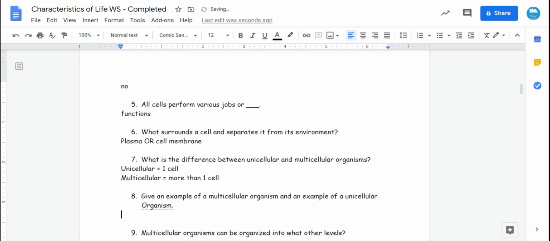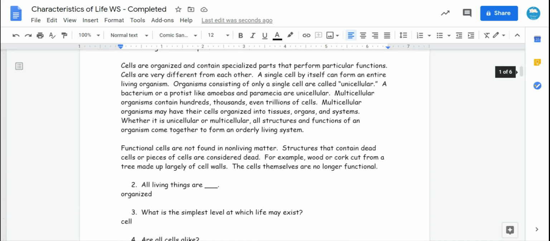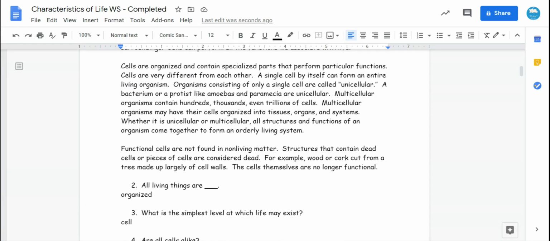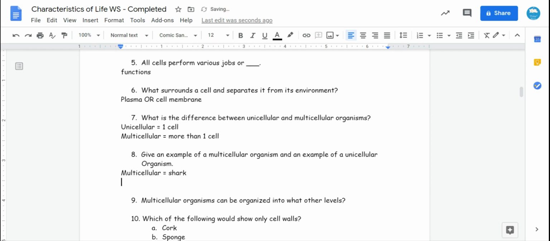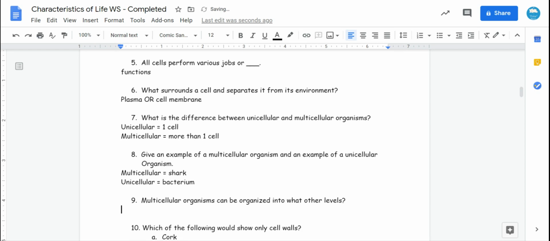Number 8, give an example of a multicellular organism and an example of a unicellular organism. There are some listed up here for the unicellular examples. You can put some of those, or you can just think from the top of your head, or you can Google those. However, I'm going to say multicellular, mine is going to be a shark. Unicellular, I will say bacteria. Bacterium. Yours don't have to be the same as mine. Number 8, it's whatever you can think of, as long as you put for multicellular a multicellular organism, and for unicellular a unicellular organism, you're good.